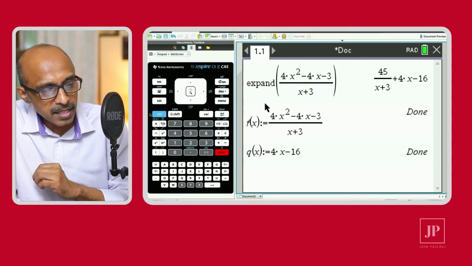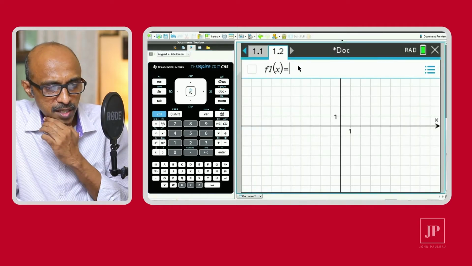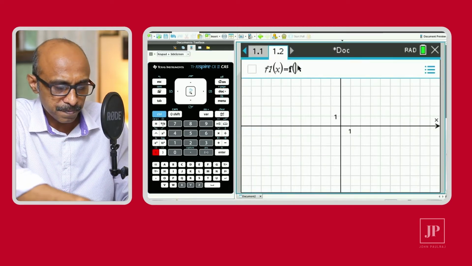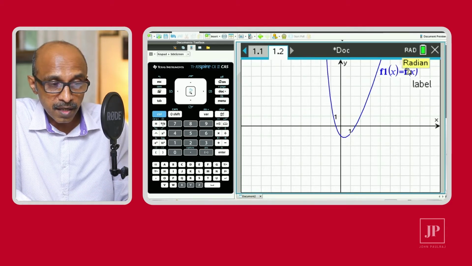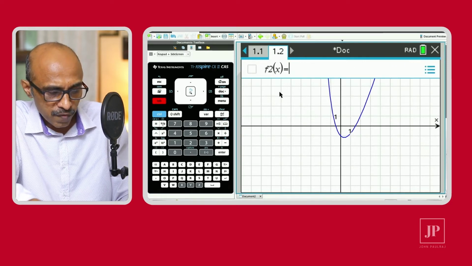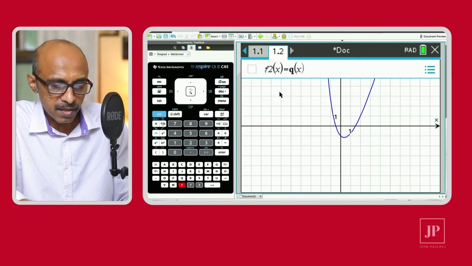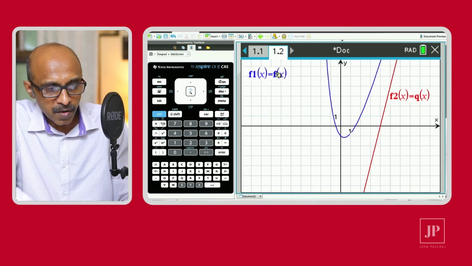Let's insert a graphing page now to continue with this exploration. I'm just going to type in f of x, and that should graph the rational function. Then I'm going to hit tab and enter q of x, is that what we defined? Yes, and that's my quotient function.